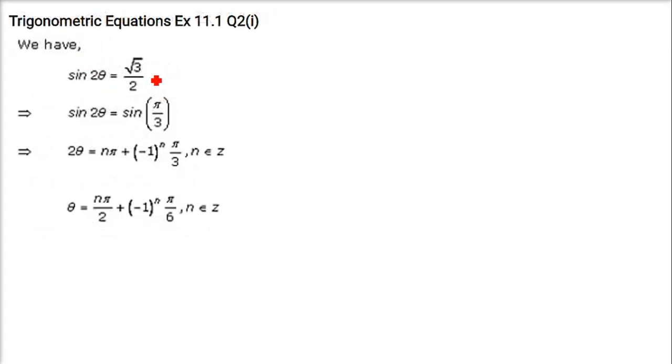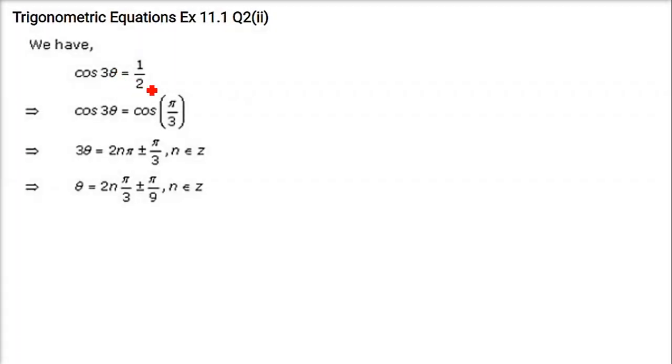Now sin 2 theta is root 3 by 2. Root 3 by 2 is simply sin pi by 3, that is sin 60 degree. So 2 theta will be equal to n pi plus minus 1 to the power n, this pi by 3. Now you can divide both sides by 2. So this will be 6, this will be 2. N pi by 2 plus minus 1 to the power n pi by 6. You have to write everywhere n belongs to capital Z.